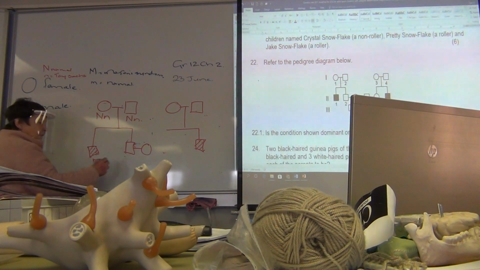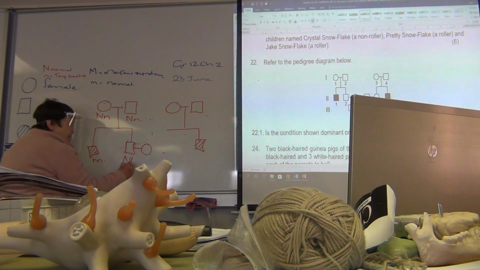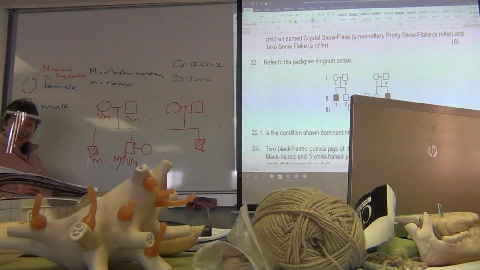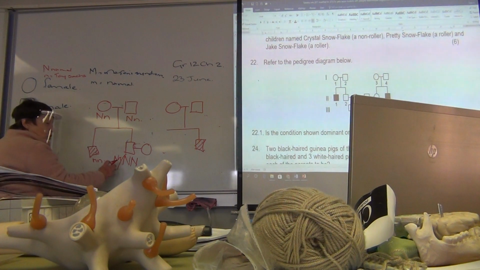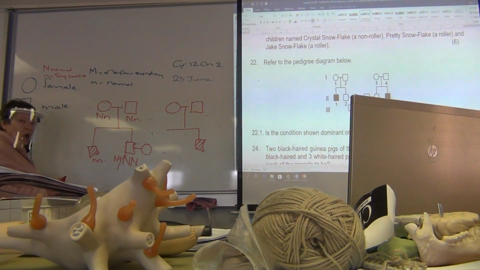Big N, big M. It's either big N, little n, or big N, big N. Okay, do you get that this is one of those ones where it could be either? Yeah. And you have to put both, and there will be a mark for putting both.